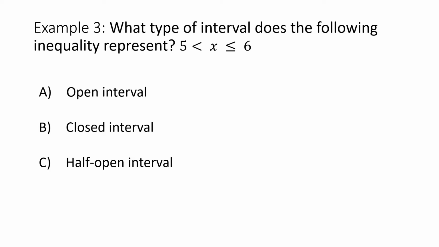Example 3. What type of interval does the following inequality represent? 5 is less than x, which is less than or equal to 6. Notice that on one of the inequalities there's a line and on the other one there's not. So this is what you would call a half-open interval. There would be one open circle, one closed circle, or one parentheses and one bracket.